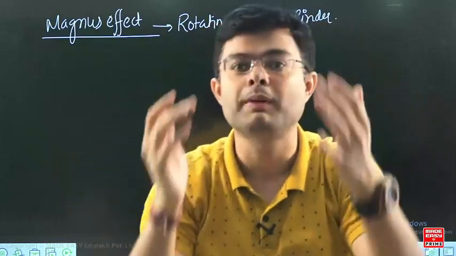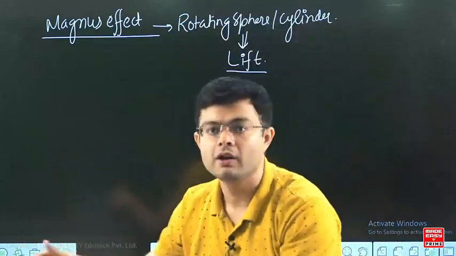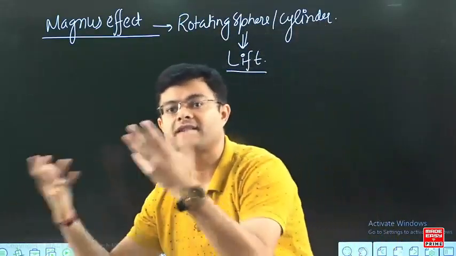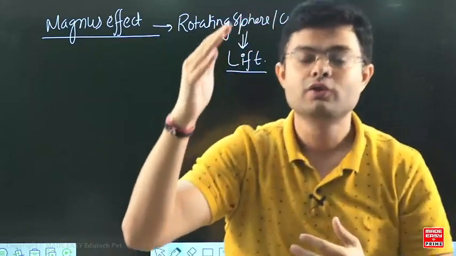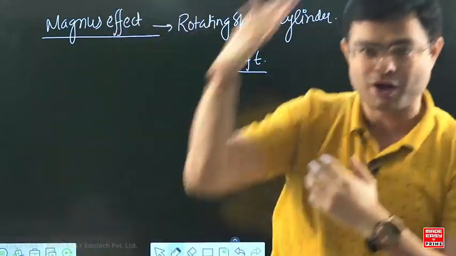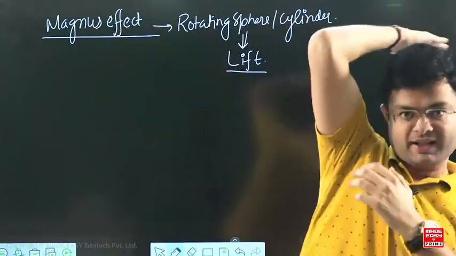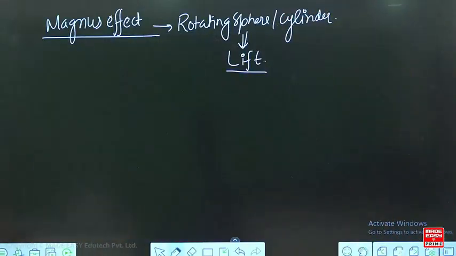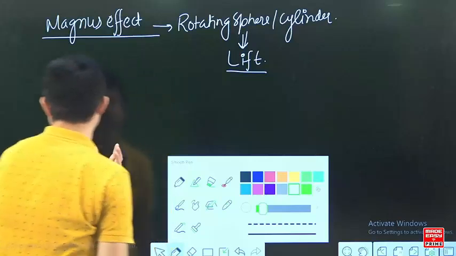Table tennis is completely a game of the Magnus effect. In table tennis, the shot itself is known as top spin. So when you play top spin, you spin the ball like this. Everything is the Magnus effect, my dear students. Look here on the board.